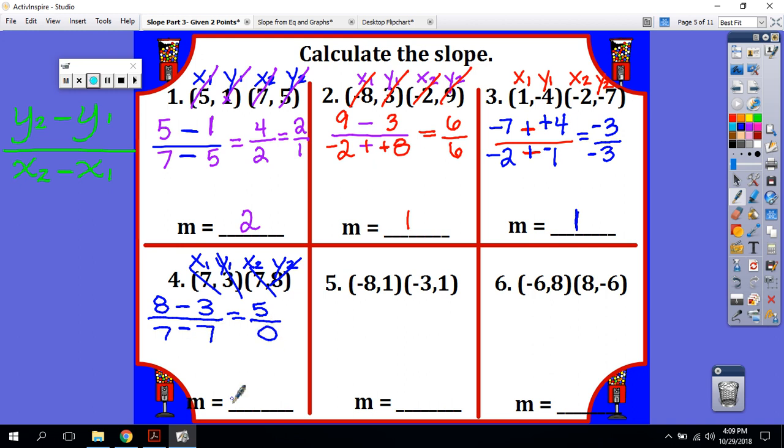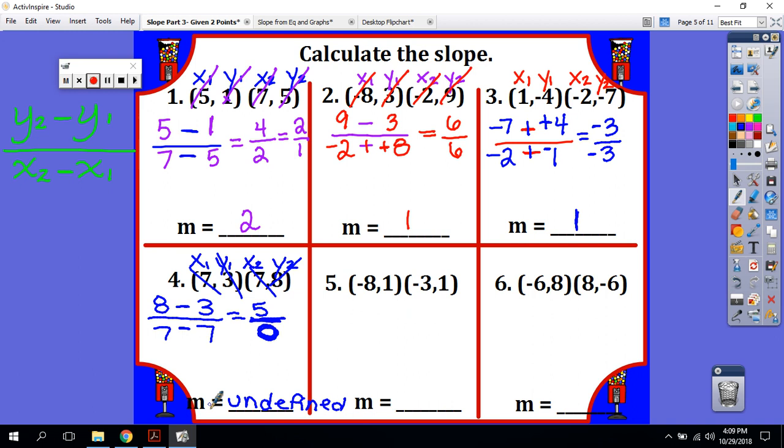In your calculator, go ahead and press 5 divided by 0. And what does it give you? Divide by 0, error. And we remember earlier that we talked about 0 under the bar. So the answer is undefined. If 0 is under the bar, if 0 is on bottom, it's undefined.